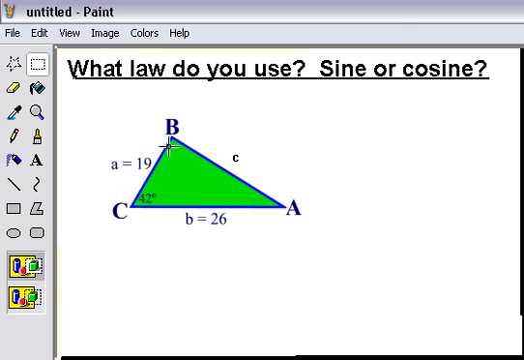We do have the opposite sides, however. We have side A and we have side B. But to use the sine law, we have to have two side angle pairs. So we actually only have one in this case. And when you only have one, that's when you use the cosine law. So let's take a look at one more example.